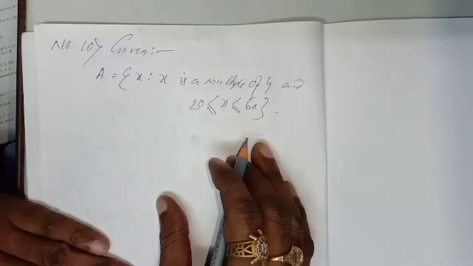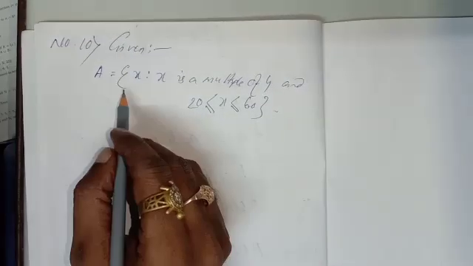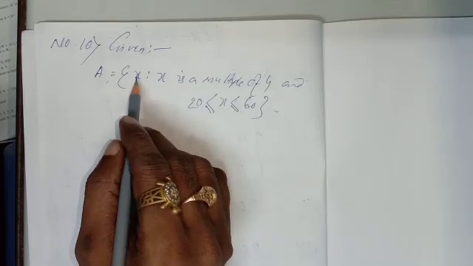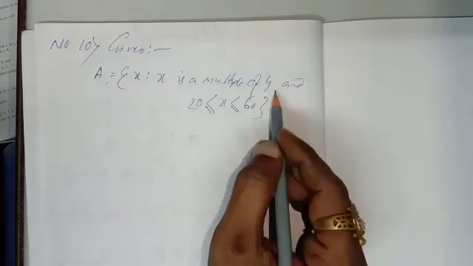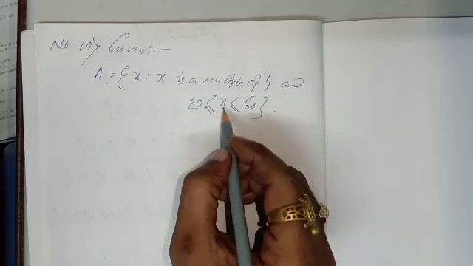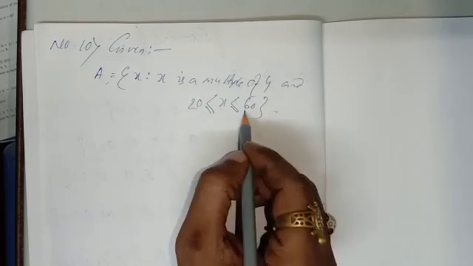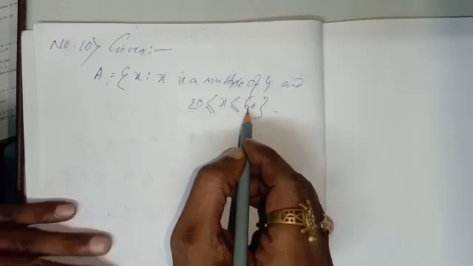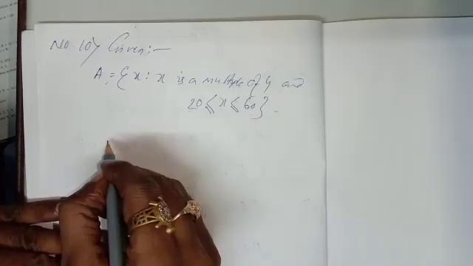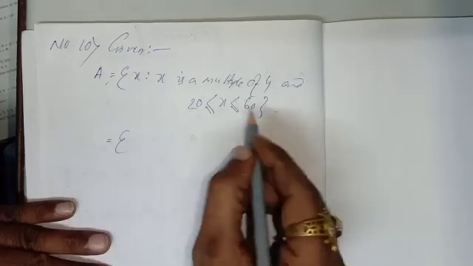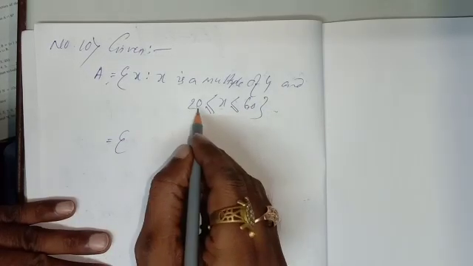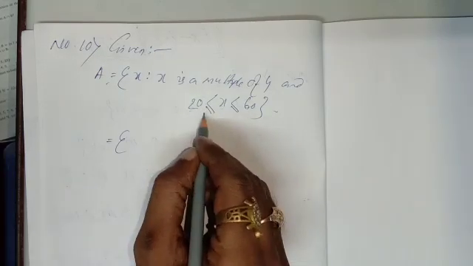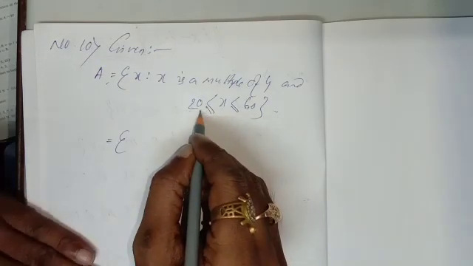Next I am going to solve question number 10. Question number 10: A is the set of x such that x is a multiple of 4 and x is greater than or equal to 20 and less than or equal to 60. That means between 20 and 60, you have to write all the multiples of 4. Tell me what are the elements? 20 is also included and 60 also.